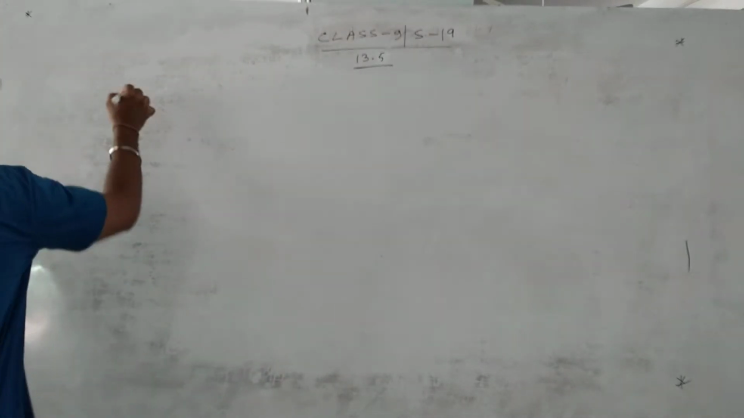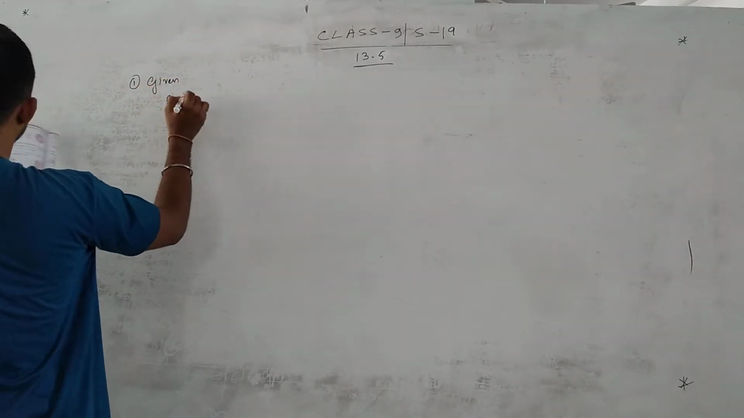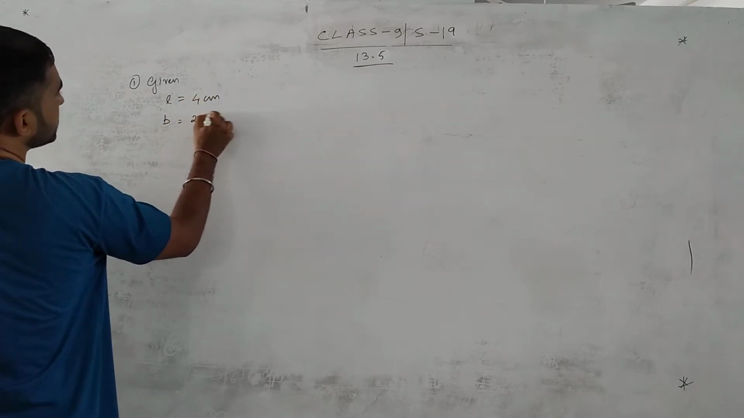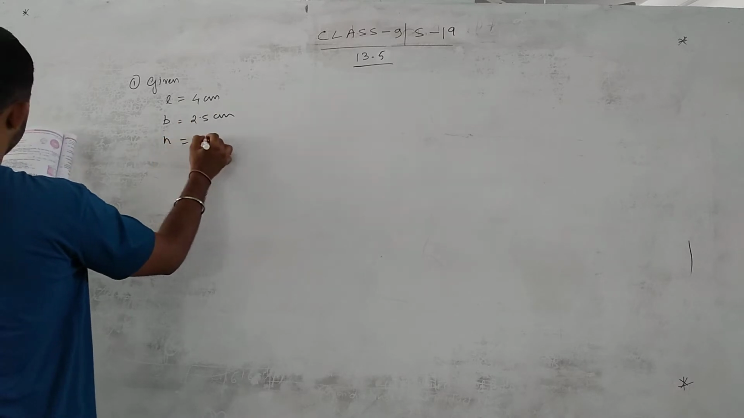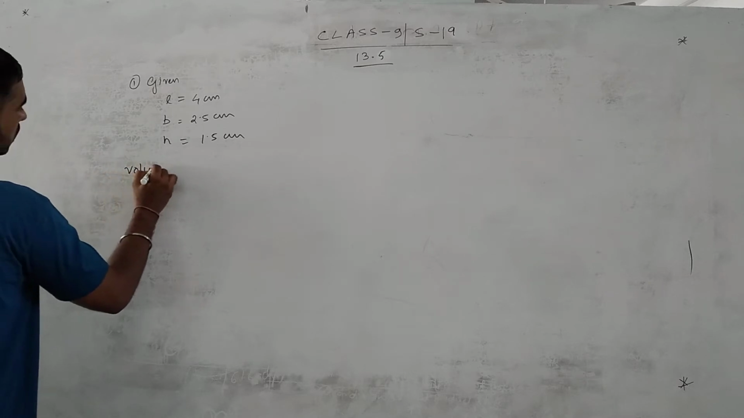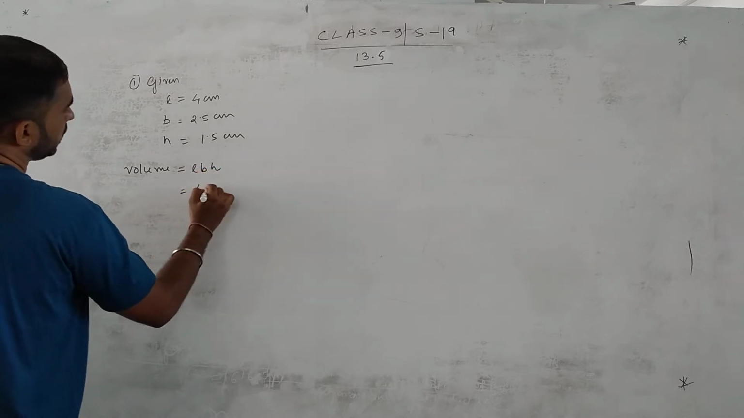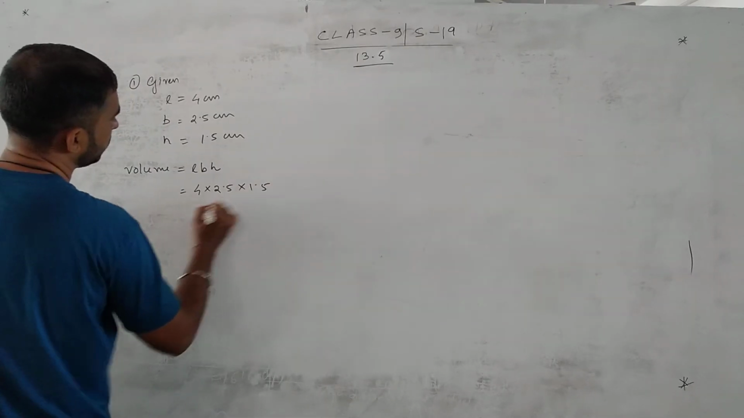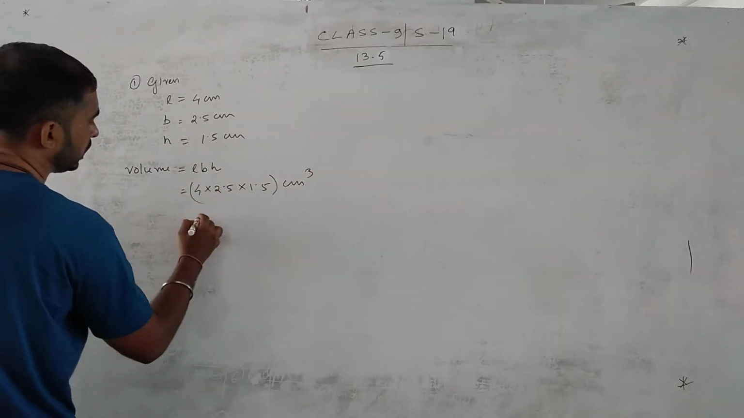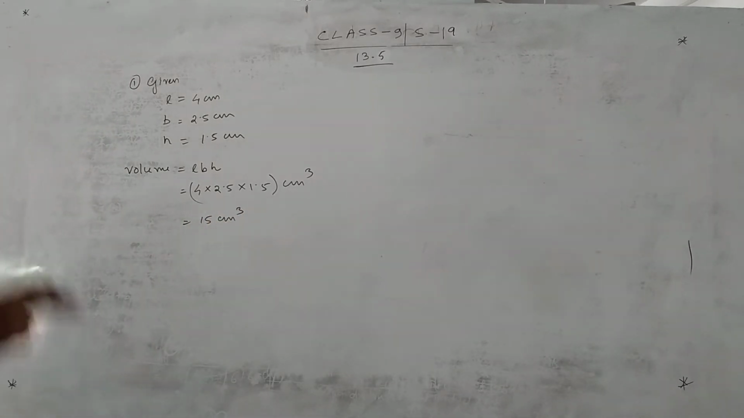So first, given L equal to 4 cm, B equal to 2.5 cm, and H equal to 1.5 cm. Now volume equal to LBH, 4 into 2.5 into 1.5 cubic centimeter. Now this is 10 into 1.5, 15 cubic centimeter. So this is the volume of one matchbox.